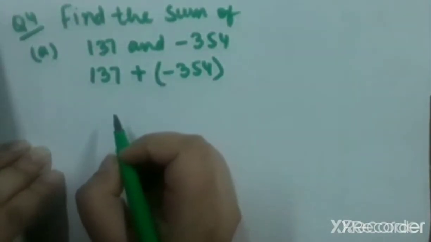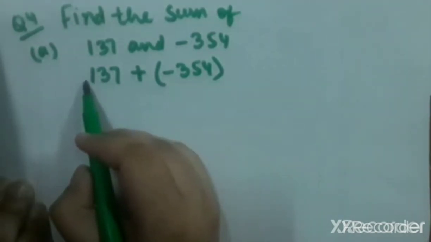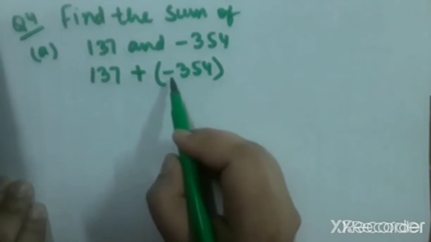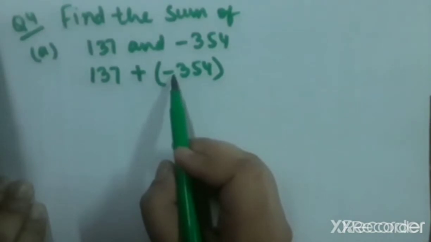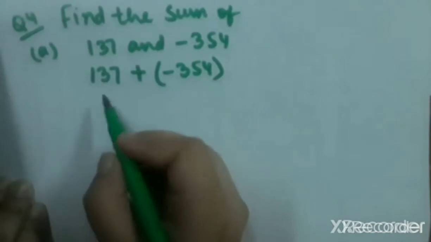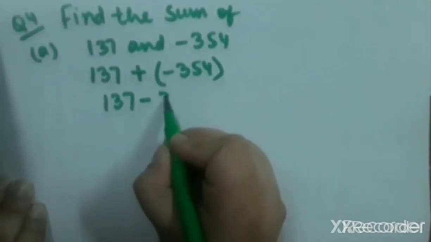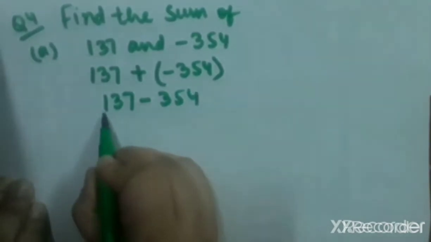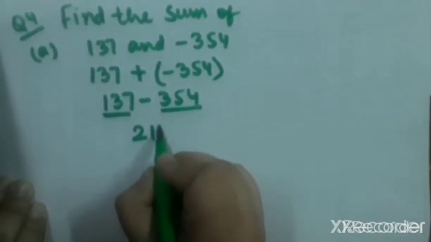Now again we are going to apply the rules of addition. 137 is positive and 354 is a negative integer over here because it has a negative sign in front of it. So plus minus is minus, that means we are going to do the operation of subtraction. Or simply you can write 137 plus minus is minus. So if you subtract 137 and 354, the answer is 217.